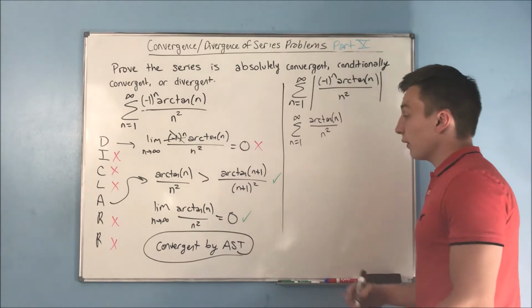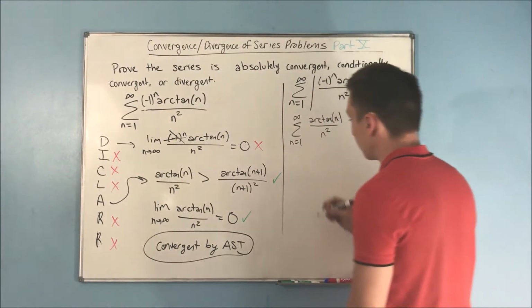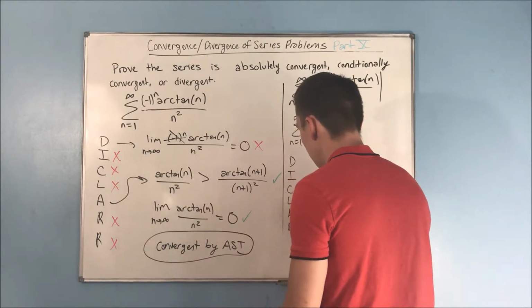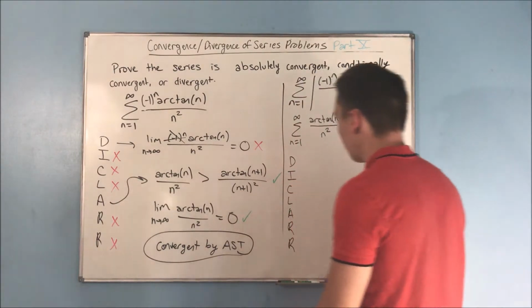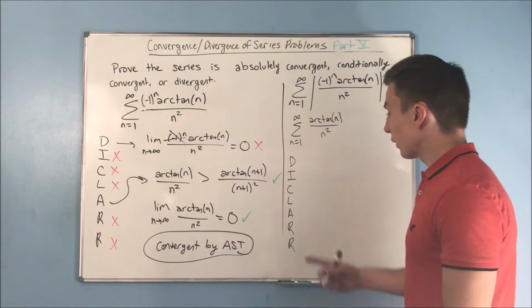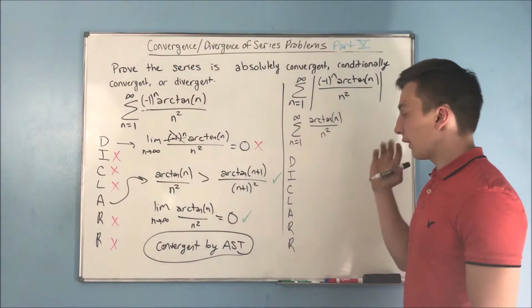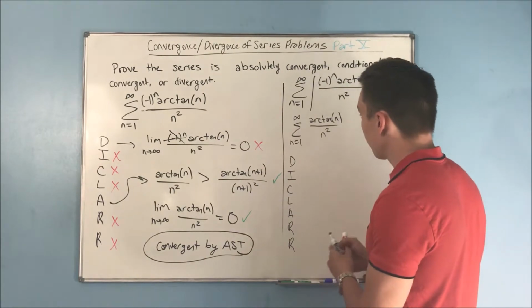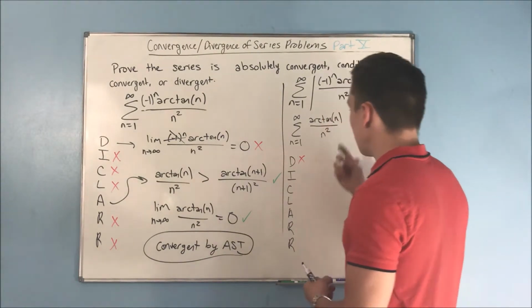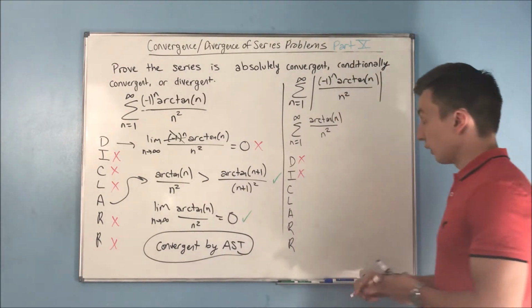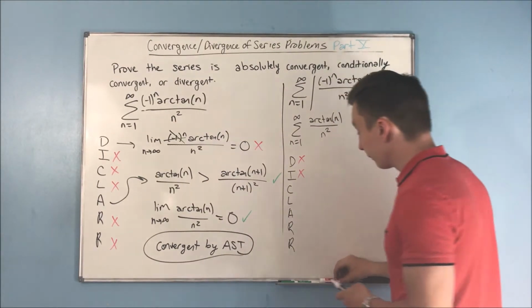And now we need to figure out whether this is going to converge or diverge, so we can write out our checklist here, DICLAR. Test for divergence. Of course, we know that that limit is going to be 0, so that's not going to help us at all here. Integral test, yeah, not happening. We could do a comparison though. Maybe we could do a comparison.